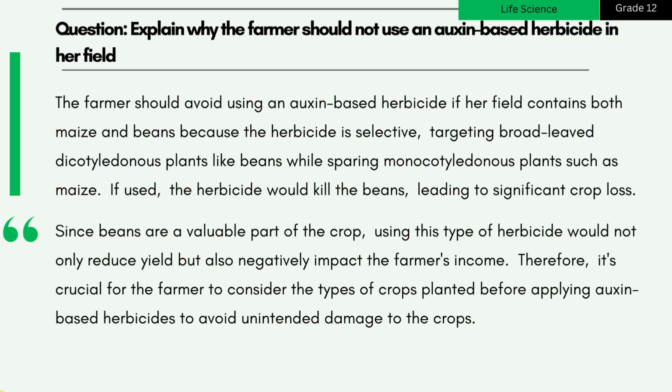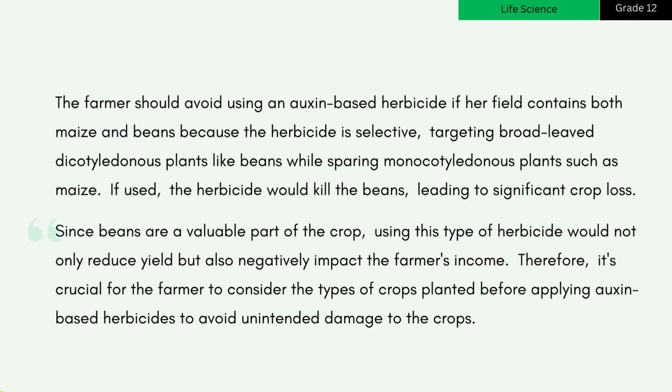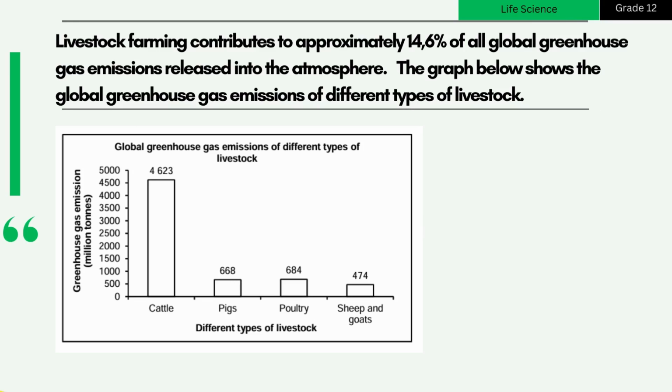Since beans are a valuable part of the crop, using this type of herbicide would not only reduce yield, but also negatively impact the farmer's income. Therefore, it's crucial for the farmer to consider the types of crops planted before applying auxin-based herbicides to avoid unintended damage to the crops. Livestock farming contributes to approximately 14.6% of all global greenhouse gas emissions released into the atmosphere.